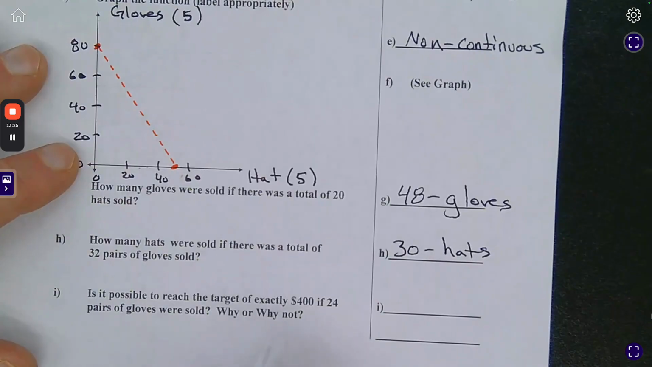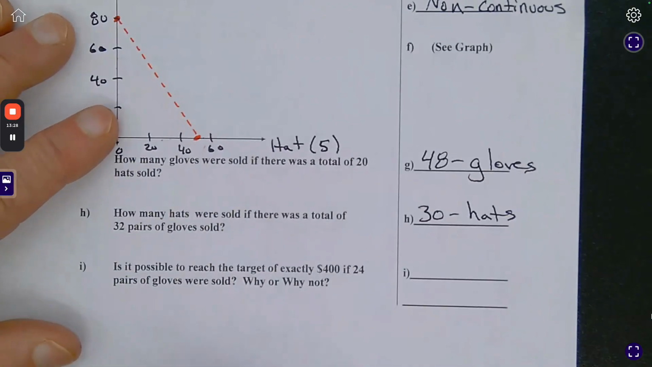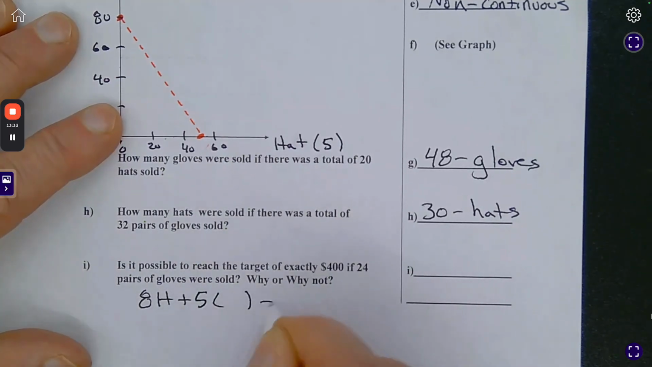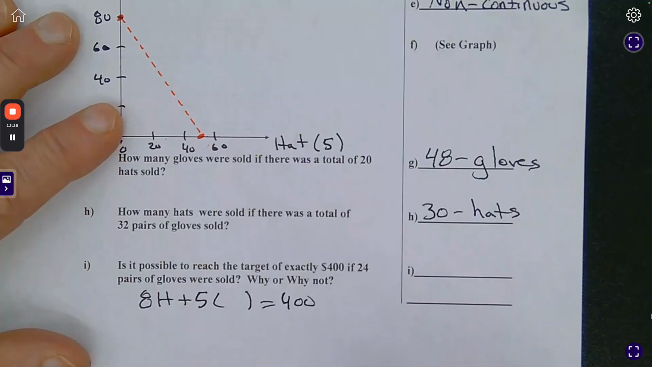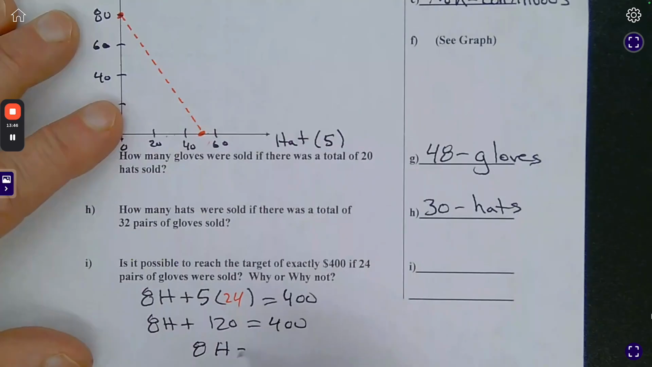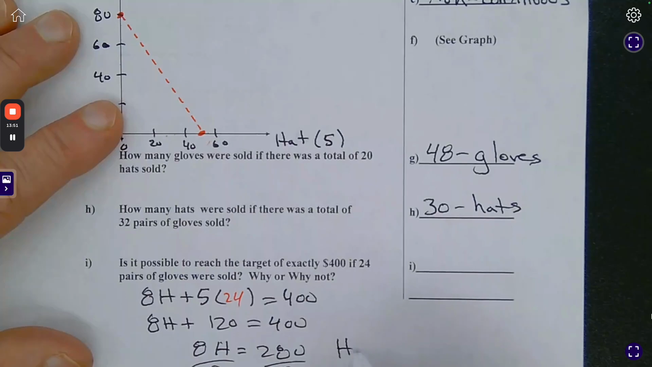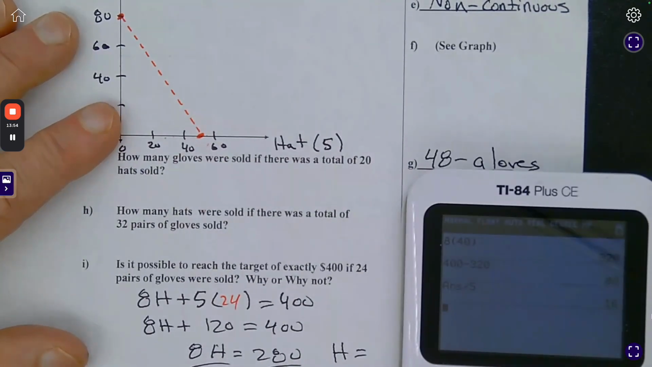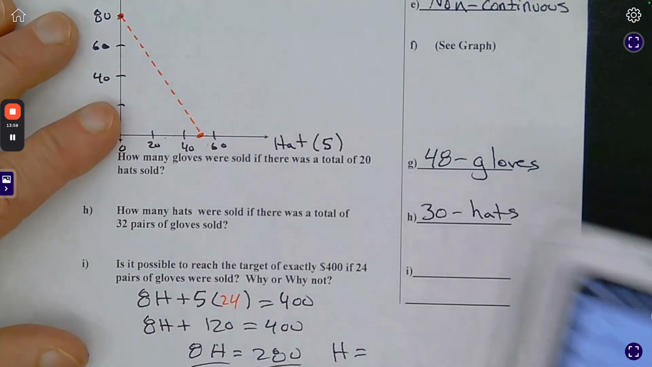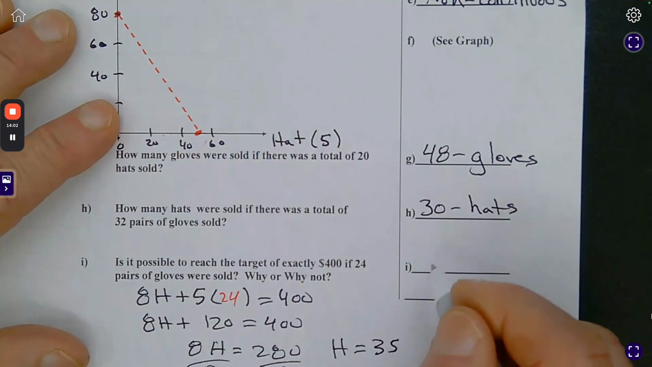Is it possible to reach the target of exactly 400 if 24 pairs of gloves were sold? Well, let's find out. This is where my 24 goes. 8H plus 120. Subtract 120. Divide by 8. Does it go into it evenly? Let's find out. 280 divided by 8. It's got to go into it evenly. It does. 35. Yes.